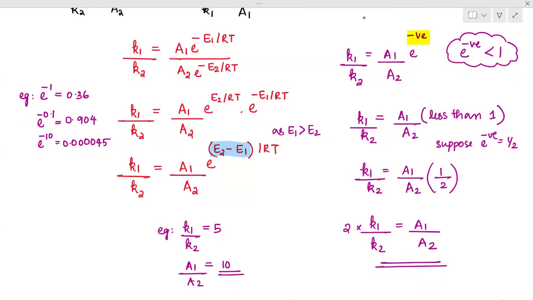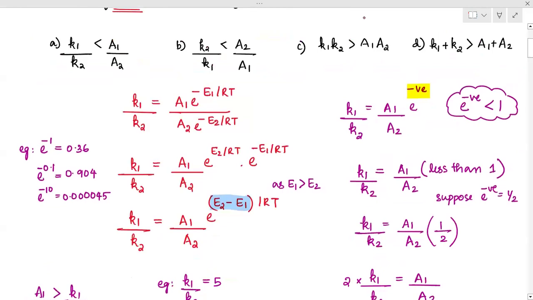Correct? So, with this relation, you're getting a1 by a2 is larger than k1 by k2. Let's see if we have a relation of that sort. Yes, option A. a1 by a2 is larger than k1 by k2. So the correct option is option A.